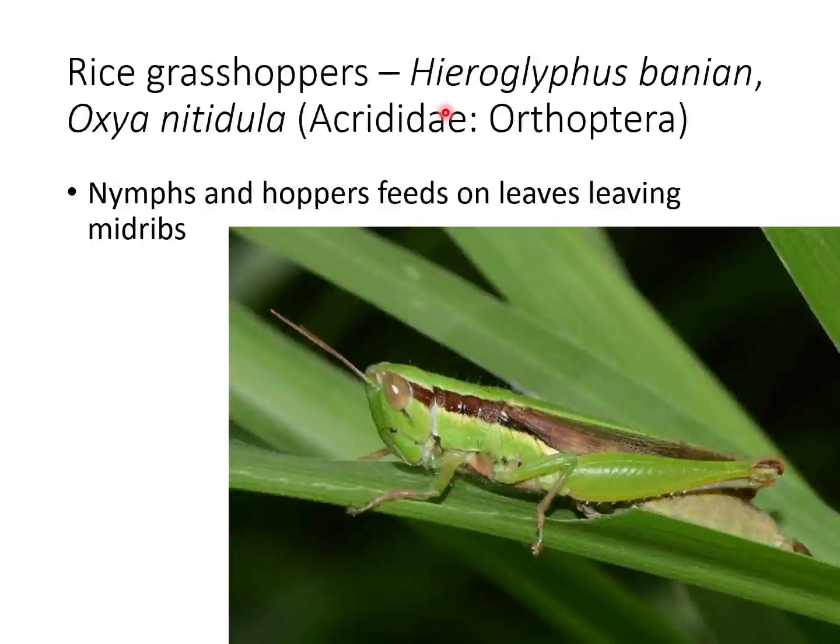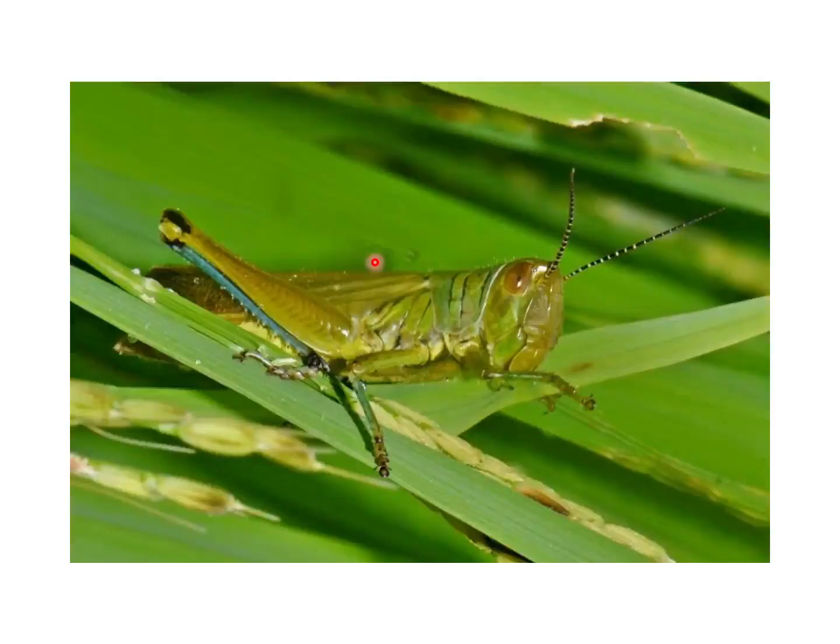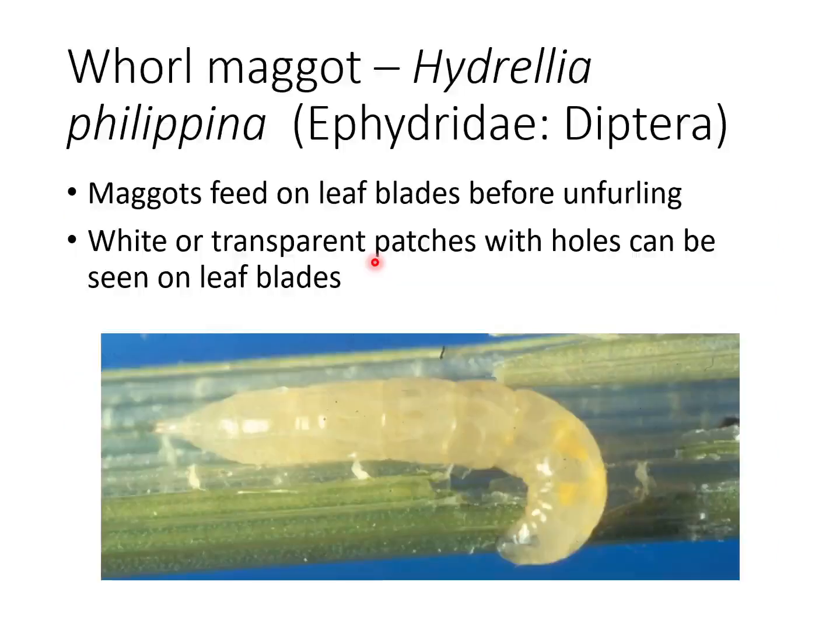Then comes rice grasshoppers. We have Hieroglyphus banian and Oxya nitidula belonging to the family Acrididae. This is common in rice growing tracts of our state, but the damage is minimum. The nymphs and adults feed on the leaves, leaving the midrib. The next picture is crystal clear. It feeds on the leaves, but the midrib will be remaining intact. This is the grasshopper. Not all grasshoppers are phytophagous, only a few grasshoppers are phytophagous.